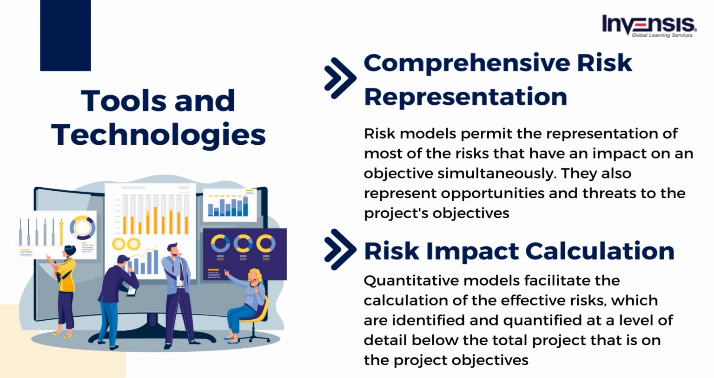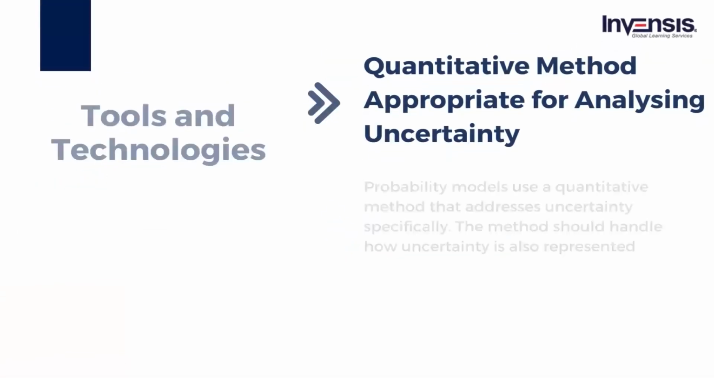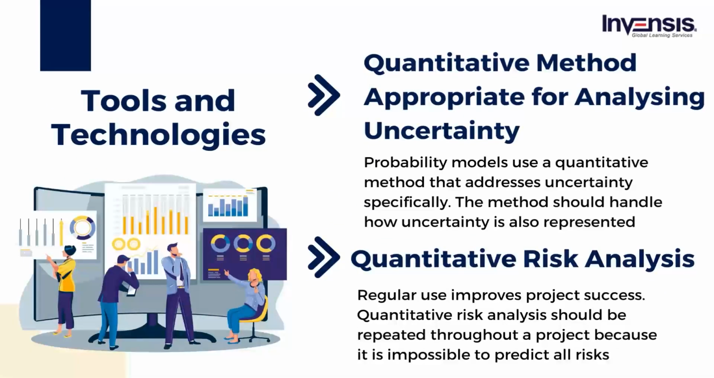The second characteristic is risk impact calculation. Quantitative models facilitate the calculation of the effective risks, which are identified and quantified at a level of detail below the total project, that is, on the project objectives. The third characteristic is the quantitative method appropriate for analyzing uncertainty. For instance, probability models use a quantitative method that addresses uncertainty specifically. The method should handle how uncertainty is also represented.